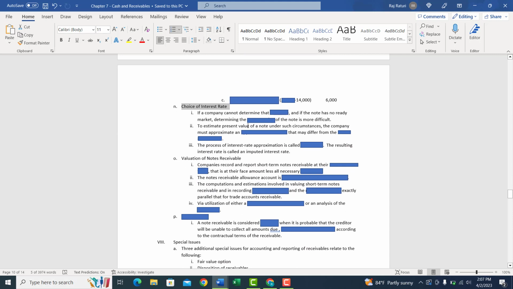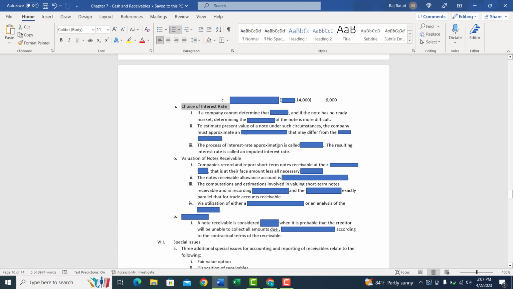And choice of interest rate: if a company cannot determine the stated interest rate, and if a note has no ready market, determining the market rate of the note is more difficult. To estimate the present value of the note under such circumstances, the company must approximate an interest rate that may differ from the stated interest rate. The process of interest rate approximation is called imputation.